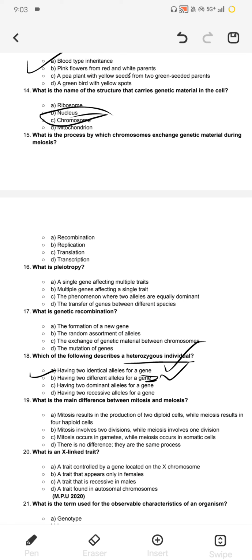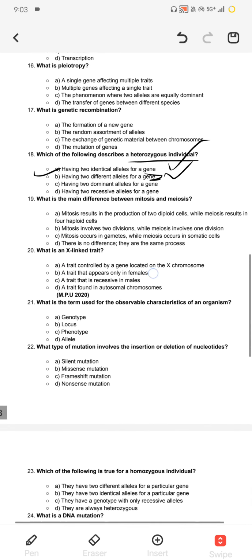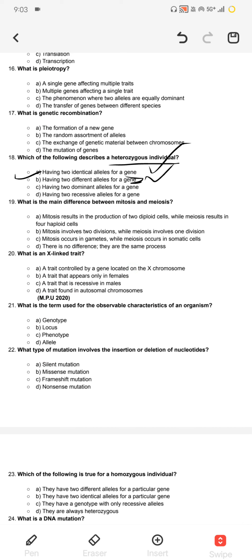Next question is what is the main difference between mitosis and meiosis? Option A, mitosis results in the production of two diploid cells while meiosis results in four haploid cells. Option B, mitosis involves two divisions while meiosis involves one division. Option C, mitosis occurs in gametes and meiosis occurs in somatic cells. Option D, there is no difference, they are the same process. So the right option here is option A, mitosis results in the production of two diploid cells whereas meiosis results in the production of four haploid cells.